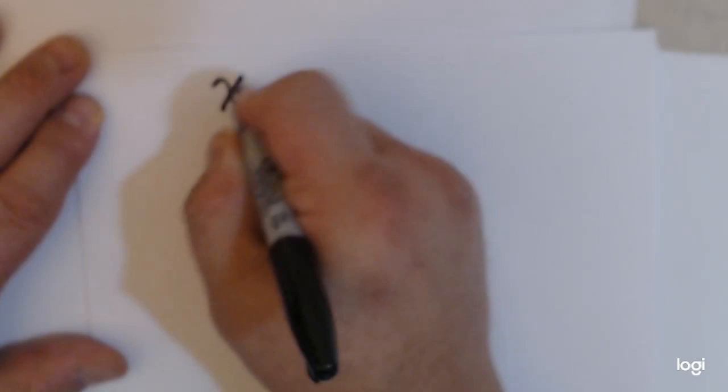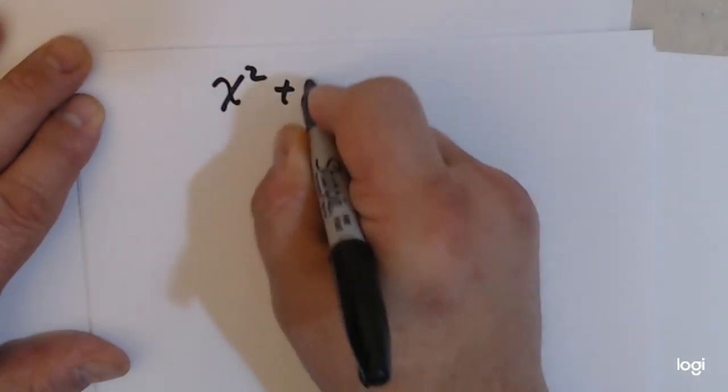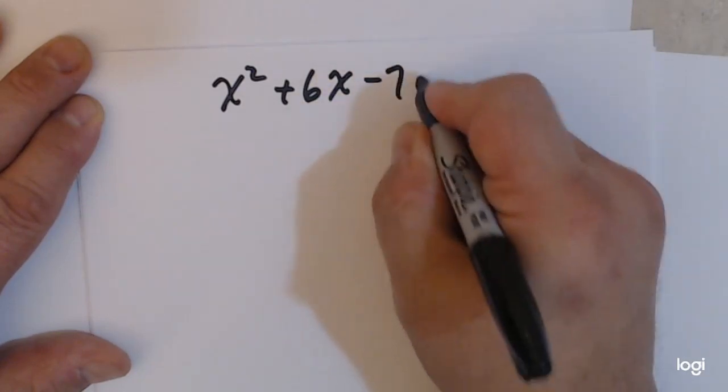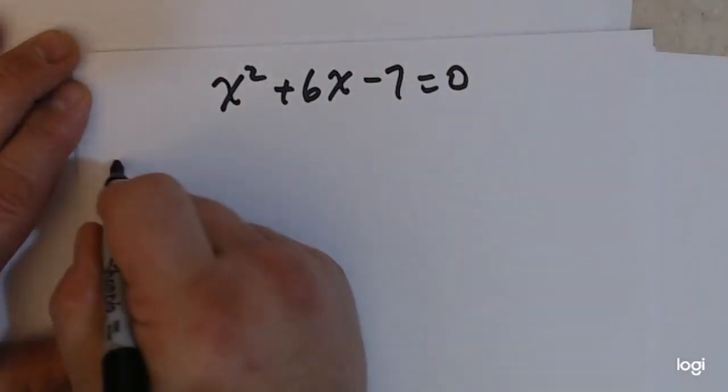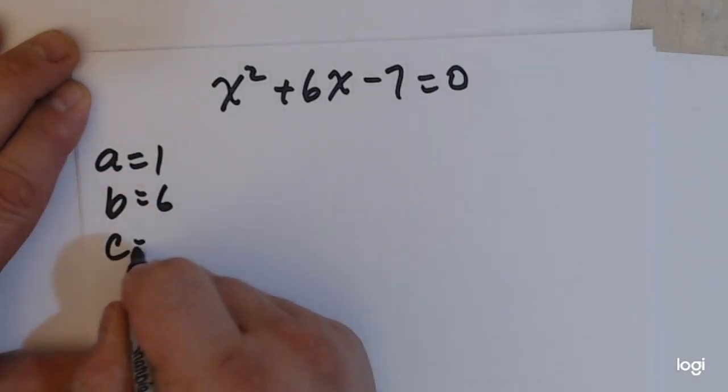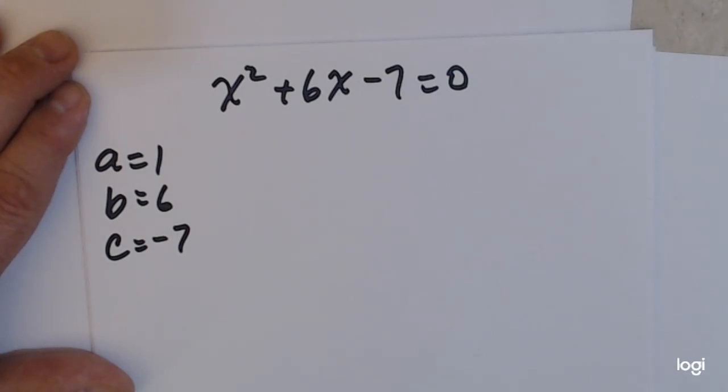So let's see what we have here. Okay. We've got x squared plus 6x minus 7 equals 0. So A equals 1, B equals 6, and C equals negative 7.